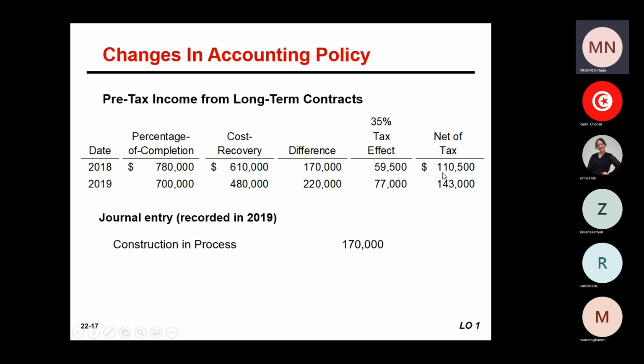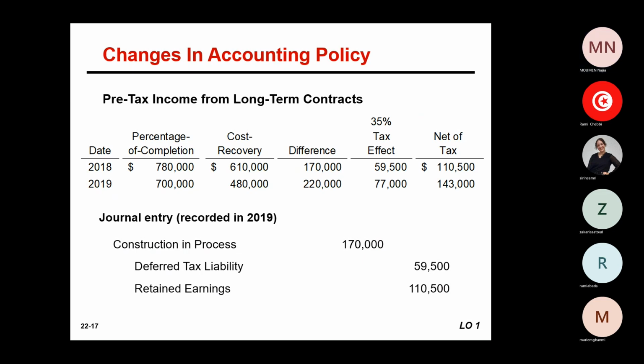Of course, retained earnings will be credited by 110 because this 59 will be deferred tax liability. So this is the journal entry that we need because this shows the retrospective change and its effect on the prior period, one period of net income. If we were using the percentage of completion, my net income would have been higher by 110,500. That's why we have to credit retained earnings with that amount.